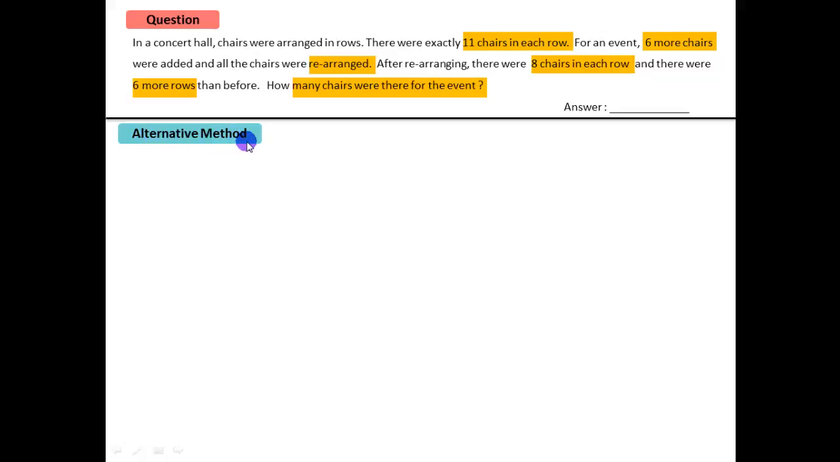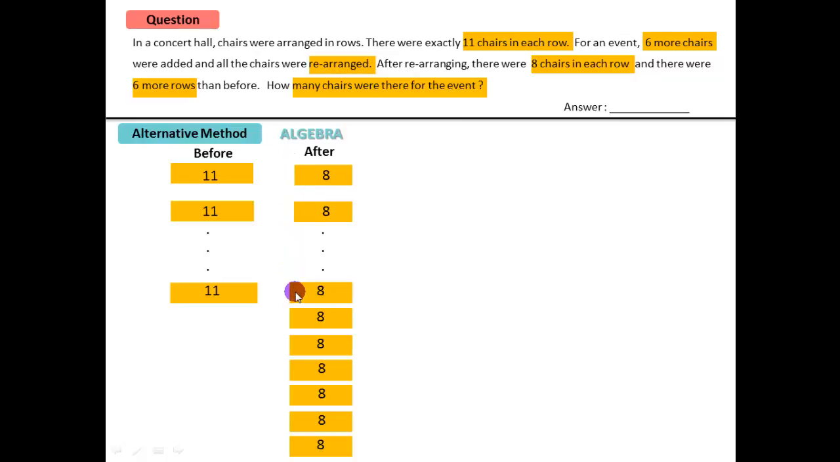Let's do this question using an alternative method. In this method, we will be using algebra. So initially, there were 11 chairs in each row. After 6 chairs were added and all the chairs were rearranged, there were 8 chairs in each row and there were an additional number of 6 rows.